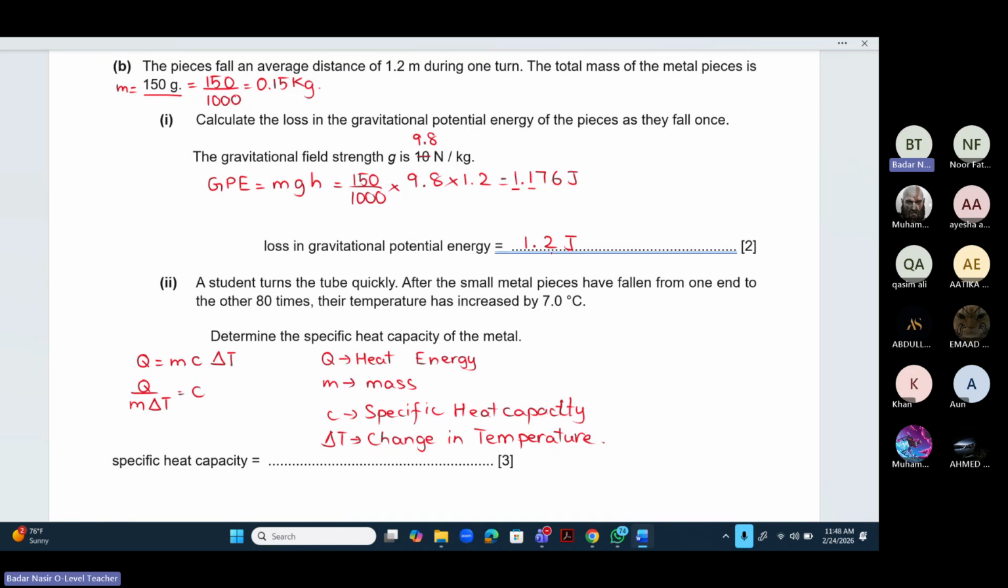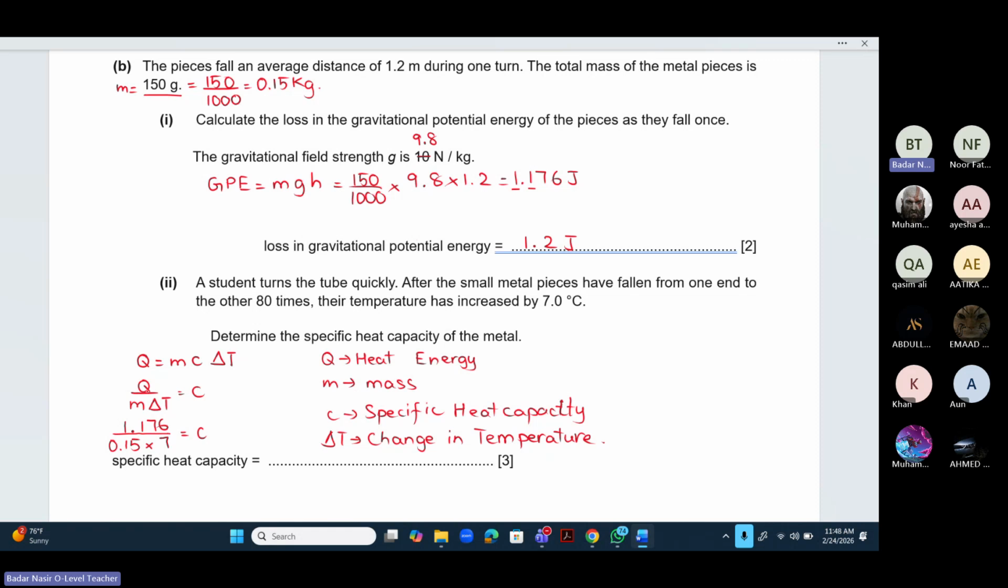So the loss in gravitational potential energy was 1.176 divided by the mass, which is 0.15, और उसने आपको बताया कि temperature increases by 7 degrees Celsius. So the change in temperature is 7. Okay. अब उसने आपसे एक और बात की हुई थी कि the student turns the tube quickly after small metal pieces have fallen from one end to the other 80 times. So these metal pieces have fallen 80 times.